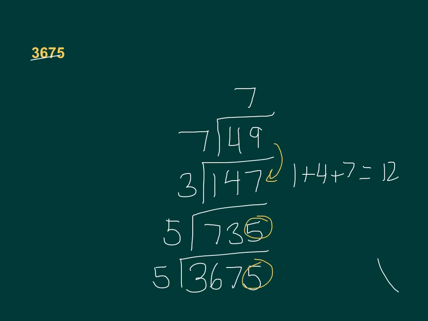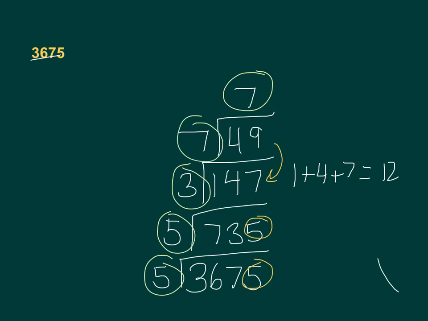7 is a prime number. I can't break this one down any further. It only divides by 1 and by itself. So I know that's where I need to stop. So let's take a look at the numbers that I've divided with. I've got two 5s, two 7s, and a 3.